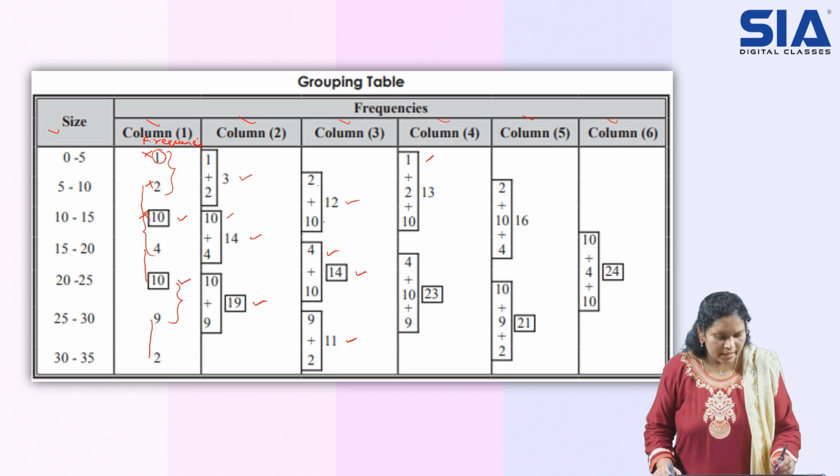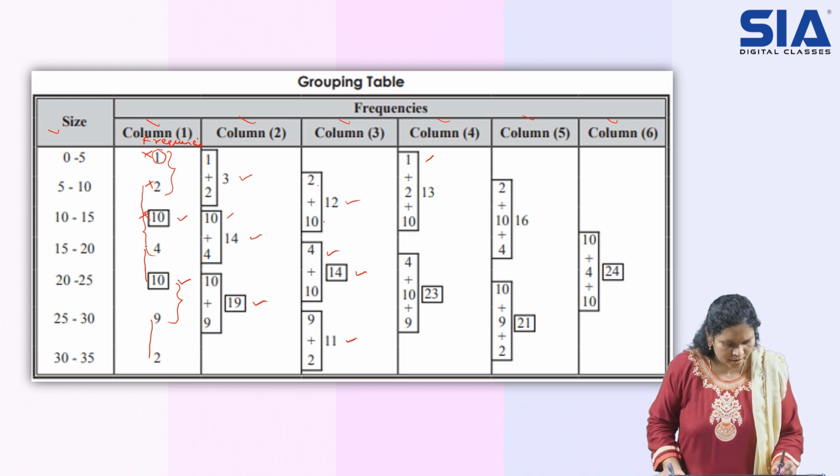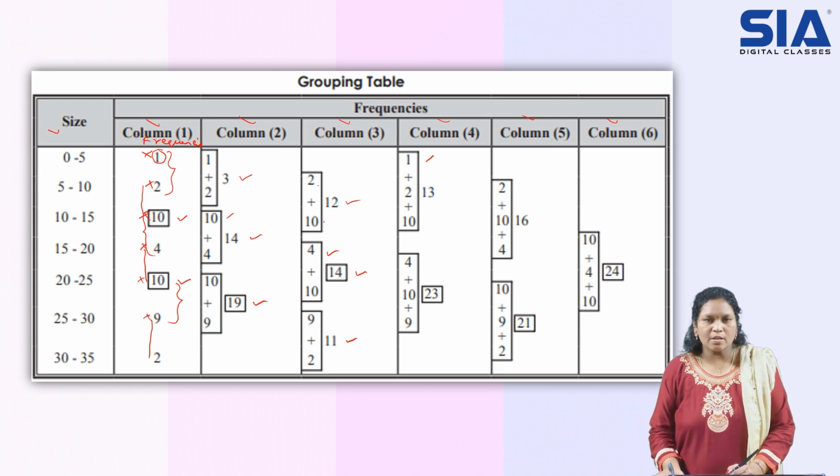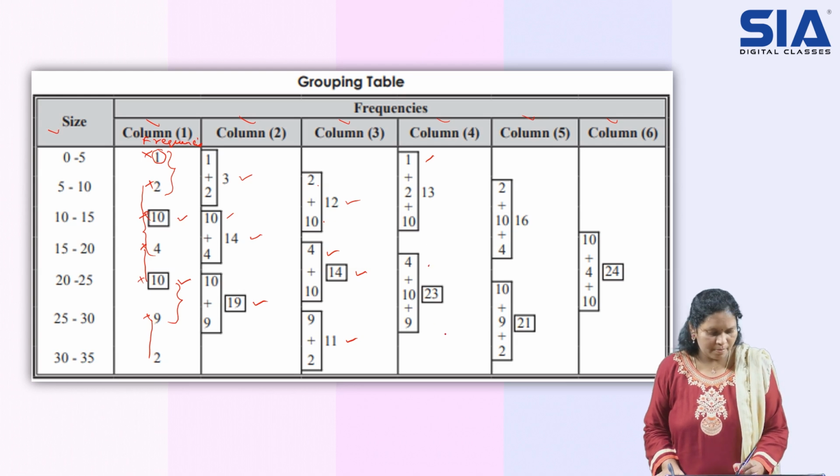Now leave 10, I have done up to 10. Next 3 values you have to add up, that is 4, 10, 9. We are making cross marks so that identifying the column will be easier. So what I have to add? 4 plus 10 plus 9. So that goes to 23.